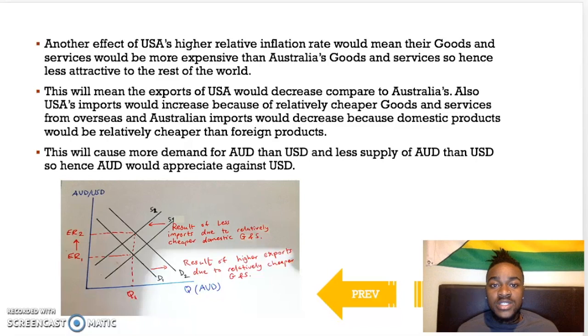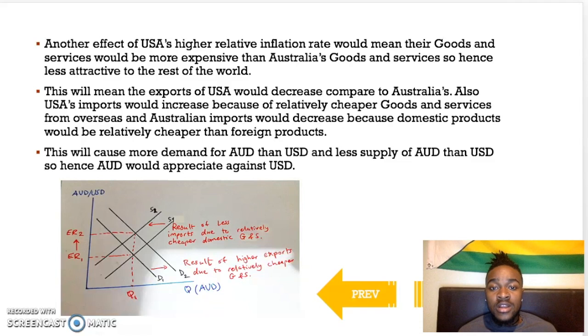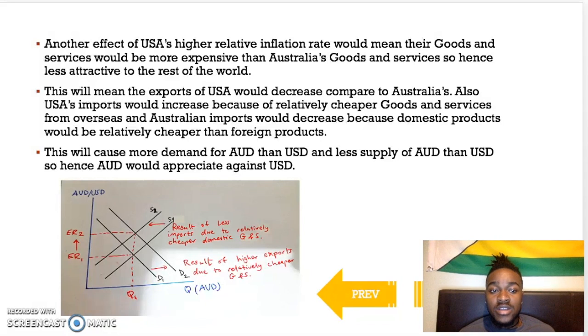Another effect of USA's higher relative inflation rate would mean their goods and services would be more expensive than Australia's goods and services, hence less attractive to the rest of the world. This will mean the exports of America would decrease compared to Australia's. Also, America's imports would increase because of the relatively cheaper goods and services from overseas, and Australian imports would decrease because domestic products will be relatively cheaper than foreign products.